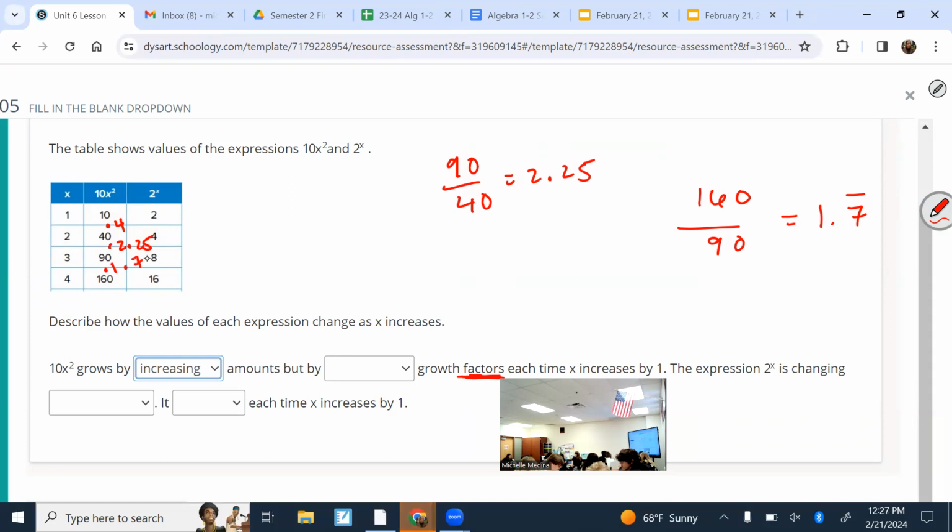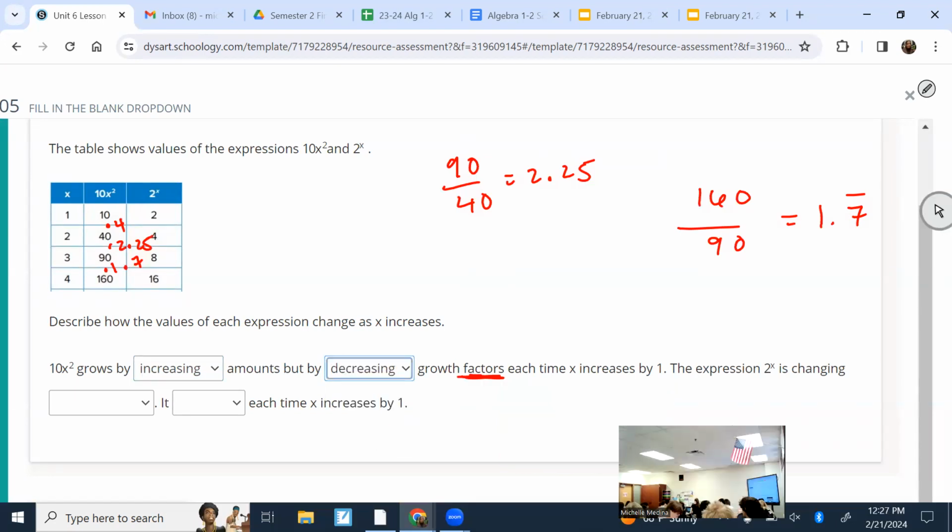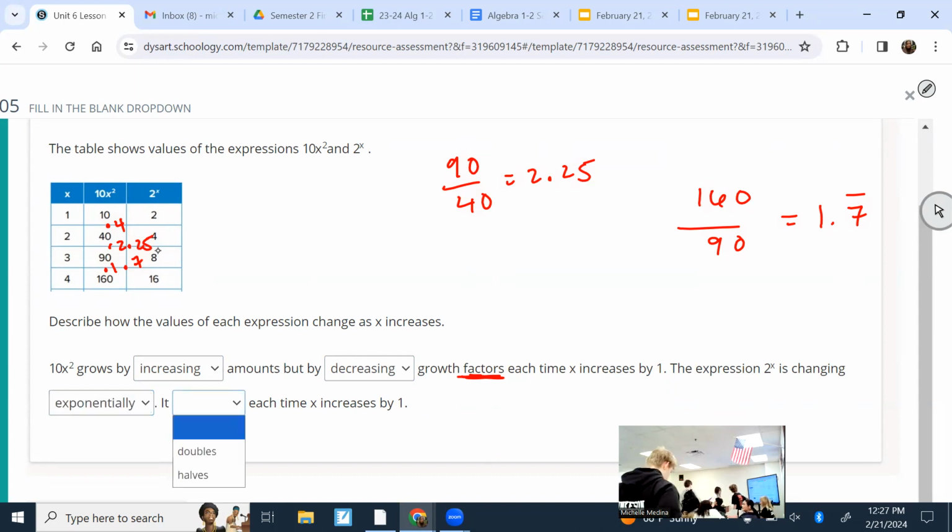How are these growth factors changing? The growth factors themselves are decreasing. So that's the hard part, I think, on that one. The expression 2 to the x is increasing or decreasing? Or is it exponential or linear? It's linear. It's not linear. Oh, that's hard. And it doubles or halves. Okay, cool. It does, it does. All right, go to your second hour now.